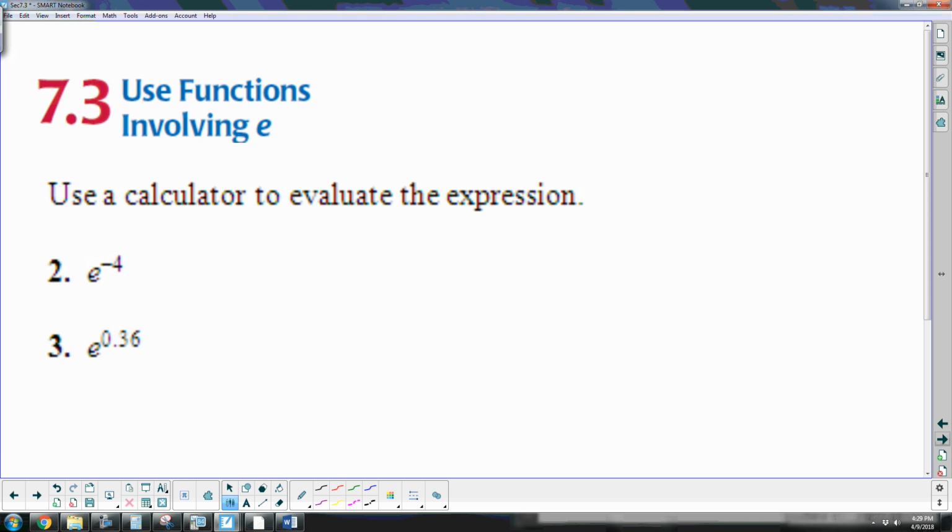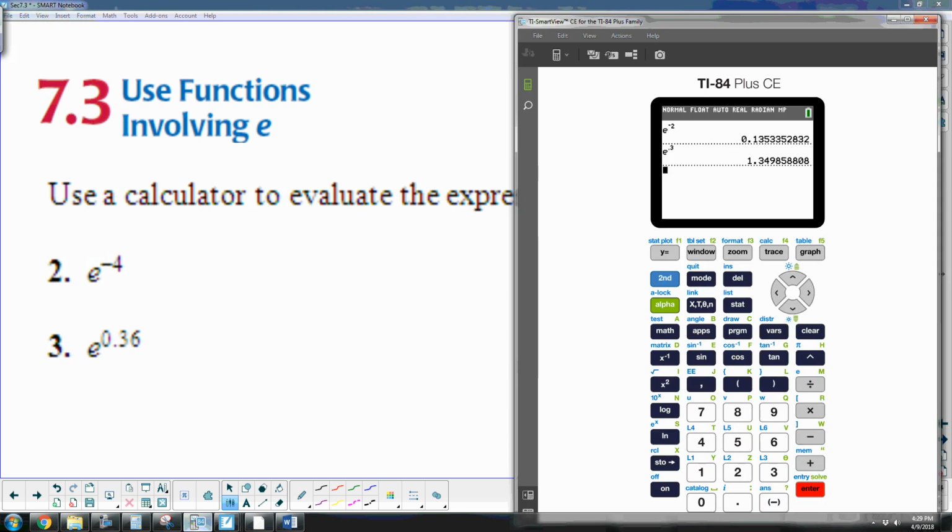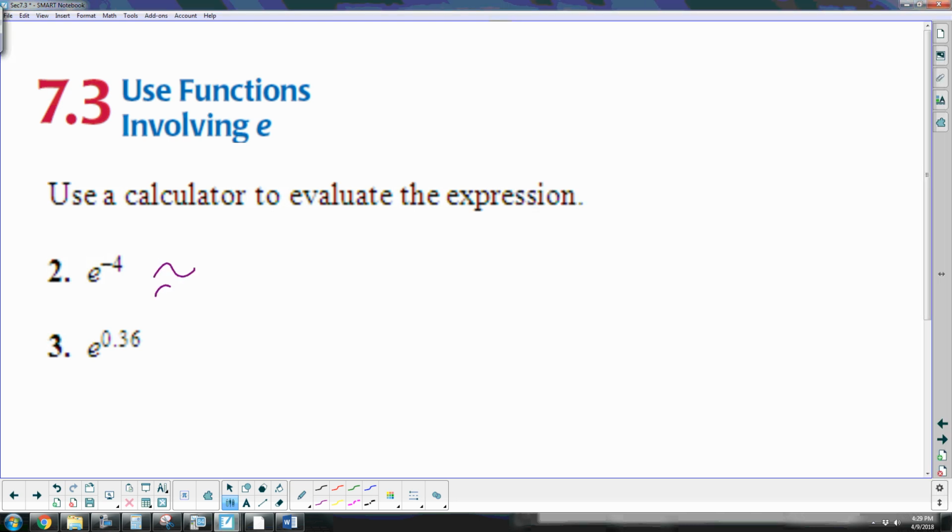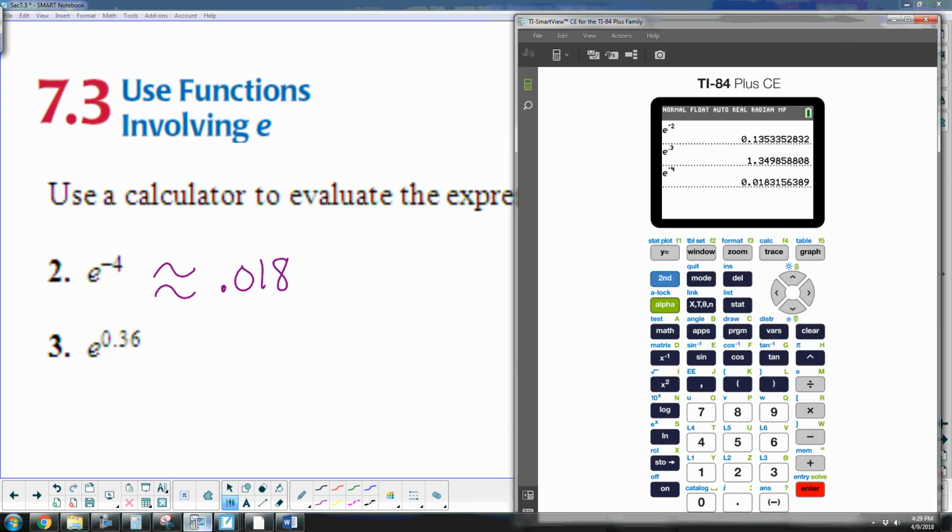For the second part here, now we can use a calculator, and we're actually evaluating these expressions. So again, e is an actual number. It has a value. It's an irrational number, so we can actually evaluate these. So e to the negative 4 is approximately 0.018. And then e to the 0.36 power is approximately 1.433.